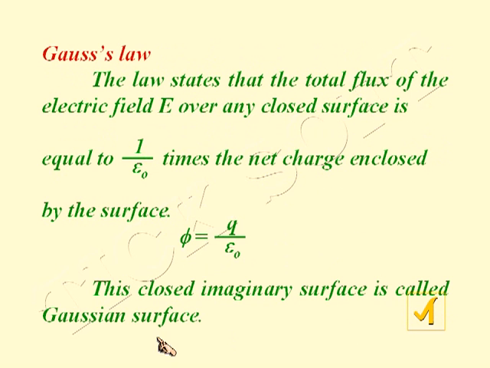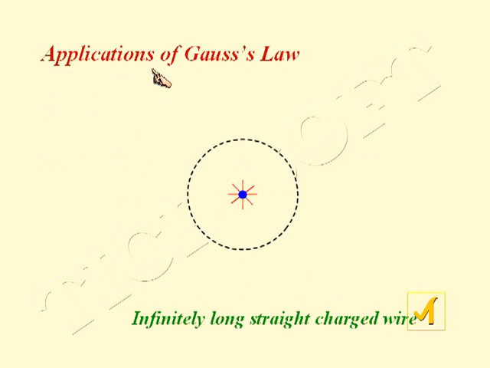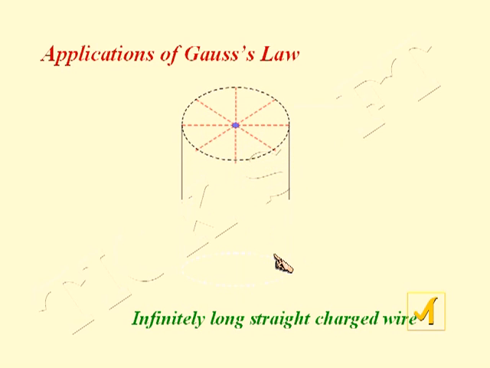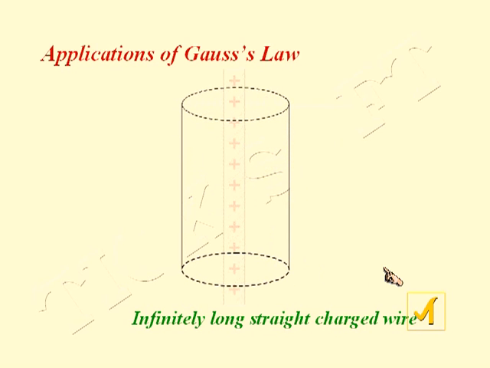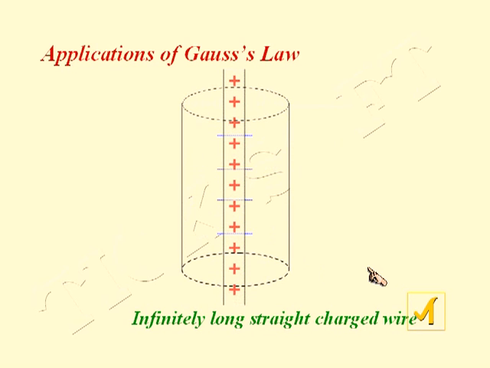In this case it is called a Gaussian surface. Now this law can be adopted to find the electric field due to an infinitely long straight charged wire. Now we can see the charged wire is at the center of the figure. It is charged, so it is producing lines of force which are outwards. Now the straight wire is at the center of an imaginary Gaussian surface.